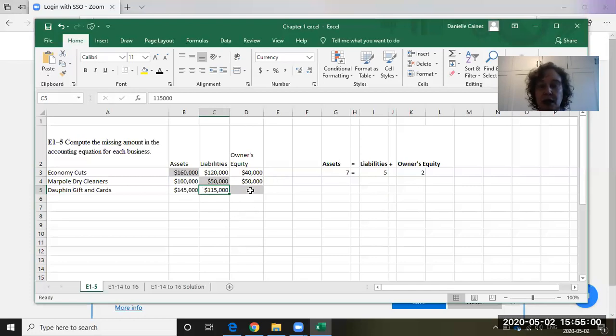Here, we don't know the owner's equity. So we know the liabilities, we know the assets. So we're going to take the assets, subtract the liabilities to get the owner's equity. So here's 145,000 minus 115,000 is going to give us 30,000. So that's how we solve for assets, liabilities, and owner's equity when we know two of the variables and don't know the other one.